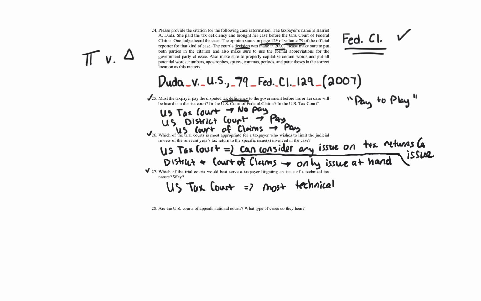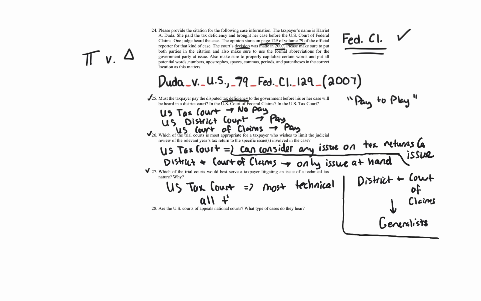Versus the district court and the U.S. Court of Claims, they are generalists. They don't just deal with tax law, they're generalists. They deal with other issues, especially the district court, where you might hear criminal issues, bankruptcy issues. They don't deal just with tax, and tax is very rare for them actually, versus U.S. tax court, most technical, all they hear is tax. And they have tax backgrounds.